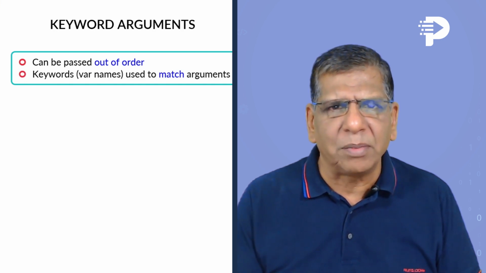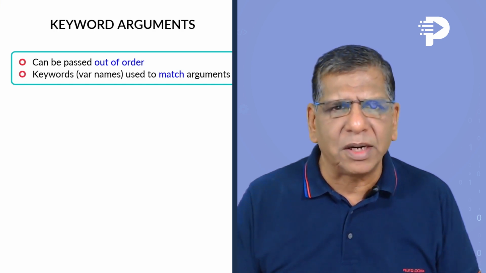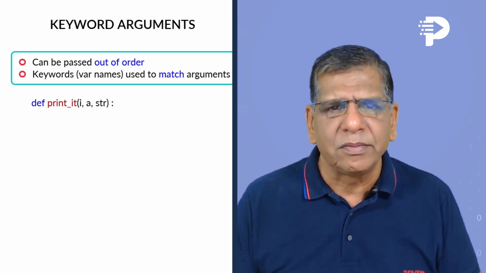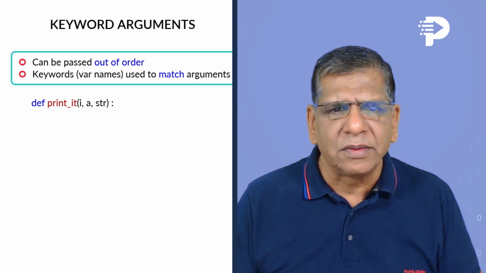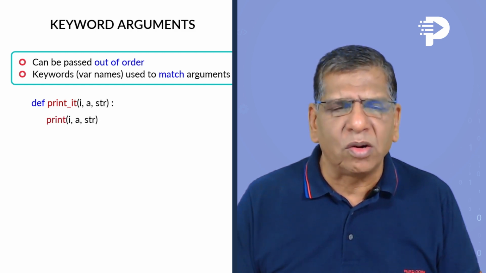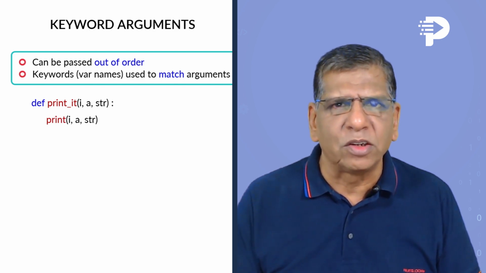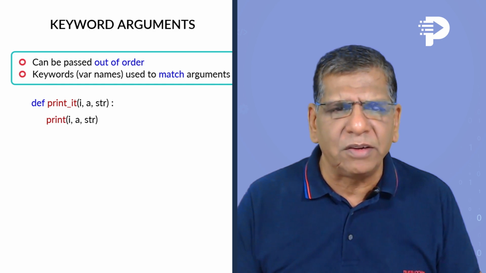Let me give you an example to clarify this statement. Suppose we have a print_it function. I, A and str is what it receives, and then it prints them out using a call to the print function. Print is a built-in function, whereas print_it is our own user-defined function.